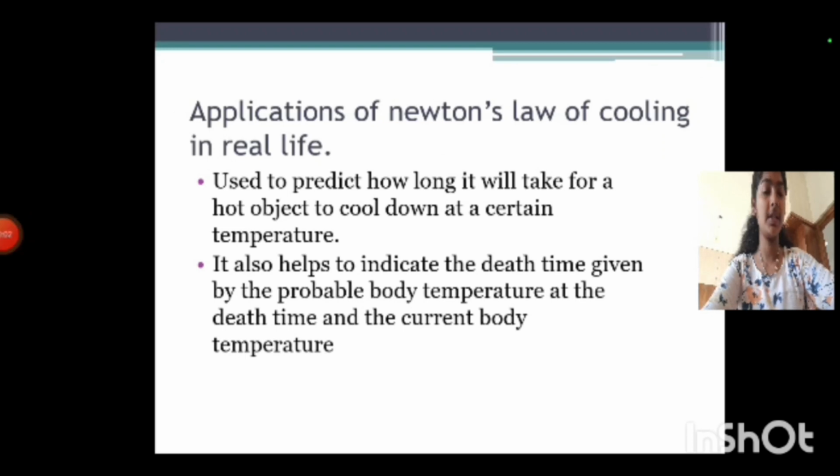Here are some more applications of Newton's law of cooling in real life. Newton's law of cooling is used to predict how long it will take for a hot object to cool down to a certain temperature. It also helps to indicate the time of death given the probable body temperature at the time of death and the current body temperature.